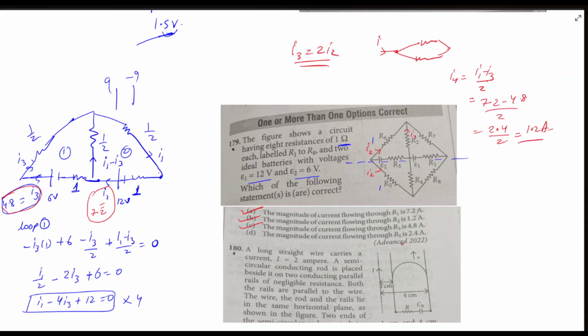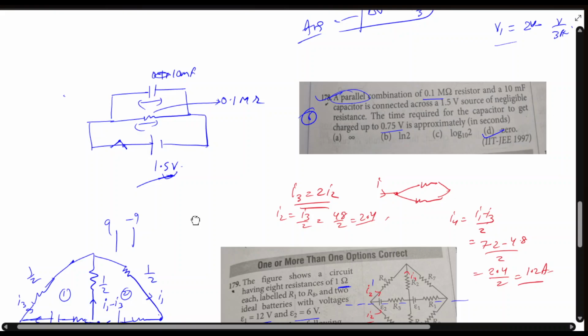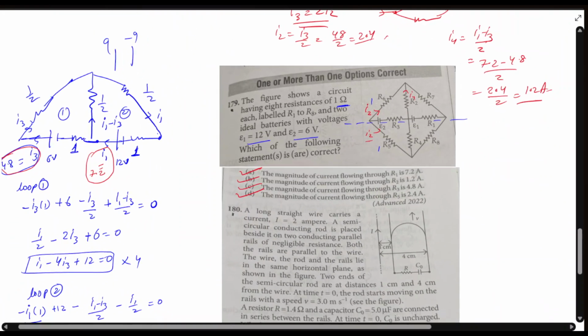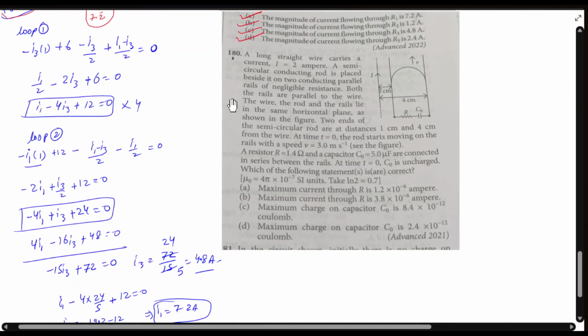Now the magnitude of current flowing through R5. So this was R5. So it is I2. I2 is how much? So I2 is I3 by 2. So I3 was 4.8. So it will be 4.8 divided by 2. So it will be 2.4. So this is also correct. So all options are correct. Okay. Quite an interesting question it was. Let's move on to question number 8.